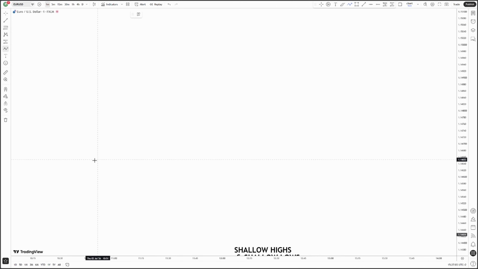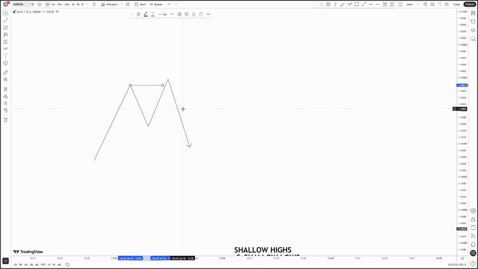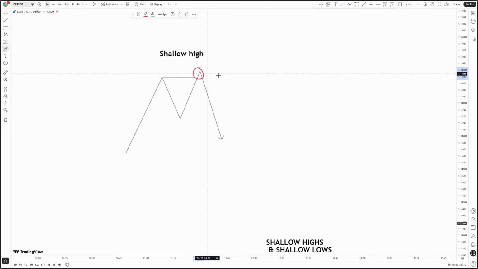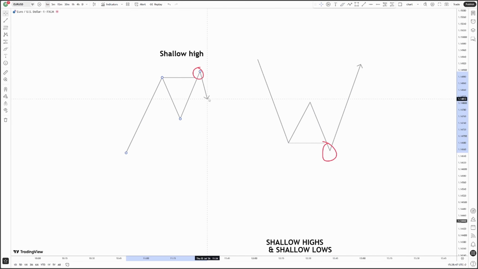A shallow high is basically an area where price barely managed to break the top, and this is it right there. Now a shallow low is just the same thing but upside down, as you can see right there. This actually does not need to break the bottom, because that is not what we're looking for. Shallow highs and shallow lows, really simple. Now, what are these? It shows up mainly in reversals.